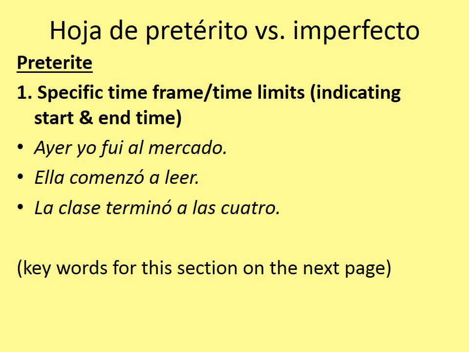So if you look on the side that talks about the preterite, the first rule for using the preterite is when something happens in a specific time frame or within time limits. So you know that it started, you know that it ended, it all happened at one moment typically. So a few examples here are ayer fui al mercado. Yesterday I went to the market. We know it happened yesterday. You went, it's not like you did it repeatedly.